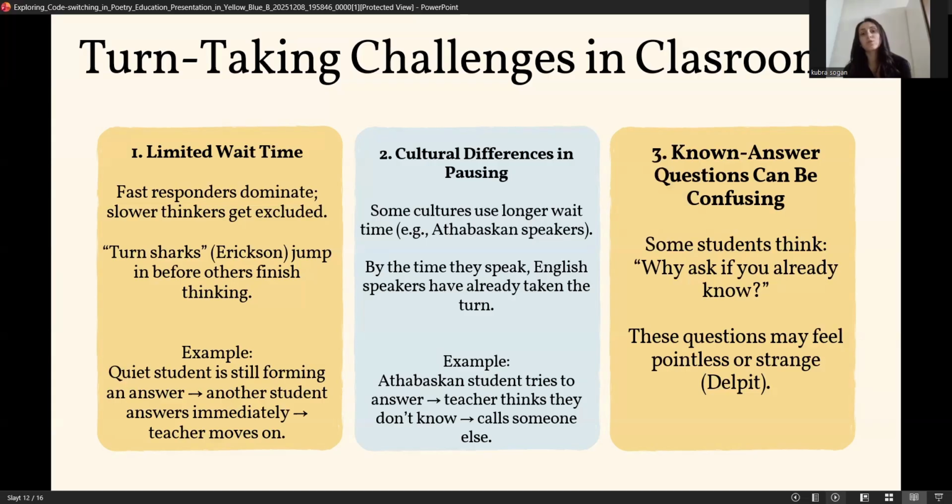The third challenge is non-answer questions can be confusing. Some students think, why ask if you already know? These questions may feel pointless or strange.